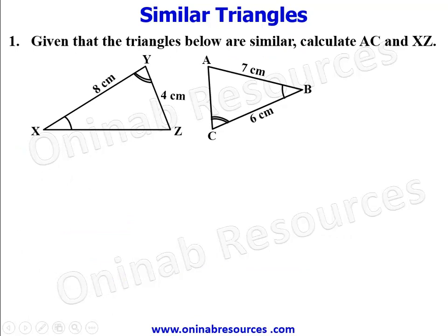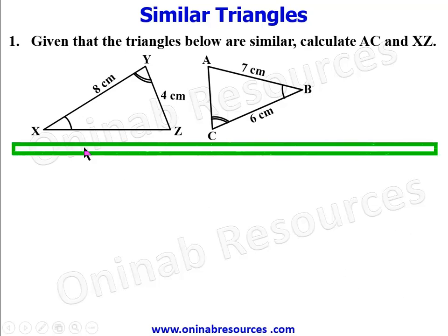Problem one: given that the triangles below are similar, calculate AC and XZ. So in finding the solution to this problem, we need to state the triangles in the correct order of their similarities. The best way to do this is just to pick one of the triangles. That's triangle XYZ. I've just picked the first triangle XYZ. Pick the triangle in any order you wish. Then the next thing is, which angle in the second triangle is equal to X?